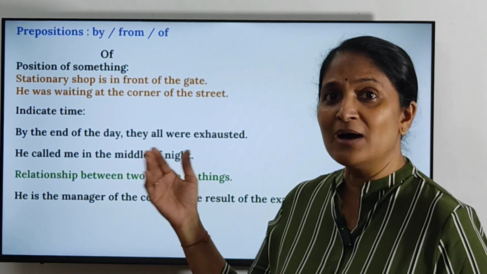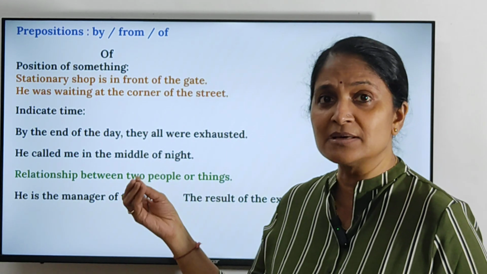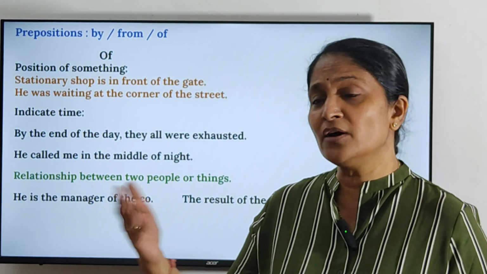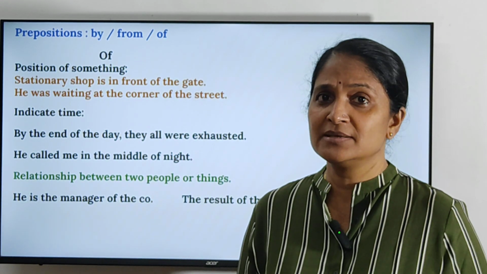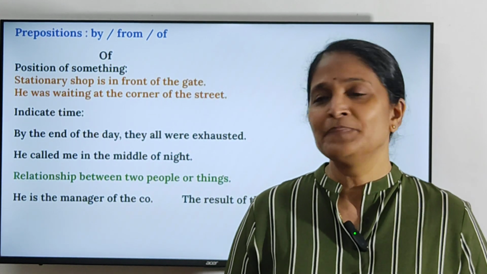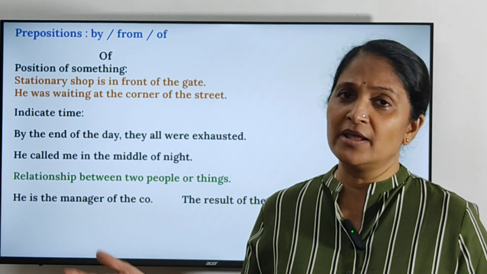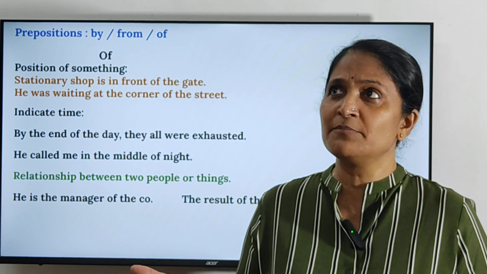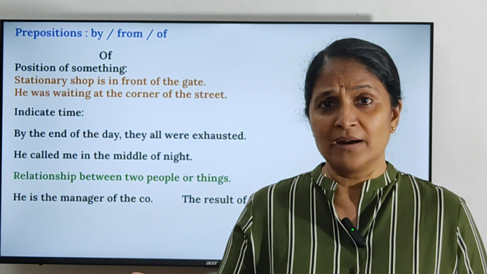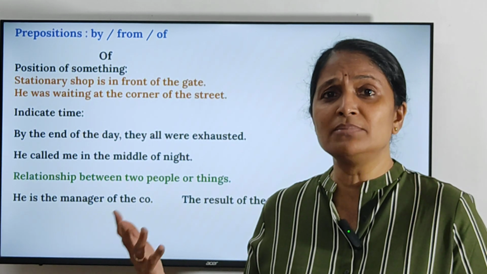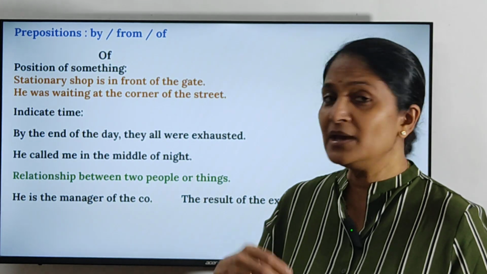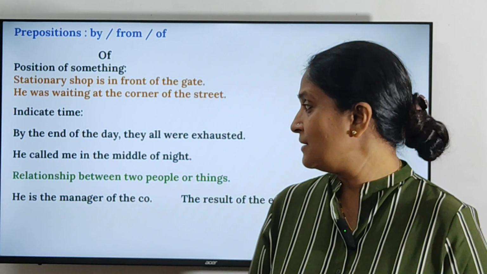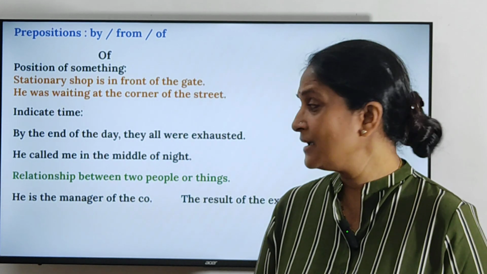Now let's see how of is used when it is about time. By the end of the day, they all were exhausted. See, of you can relate with time. So by the end of the day, all were very exhausted. मतलब all were very tired. By the end of the day का मतलब क्या होगा? दिन के आखिर तक, right? दिन खत्म हुआ तब तक तो सब लोग एकदम tired हो गए थे. He called me in the middle of night. रात में उसने मुझे call किया.